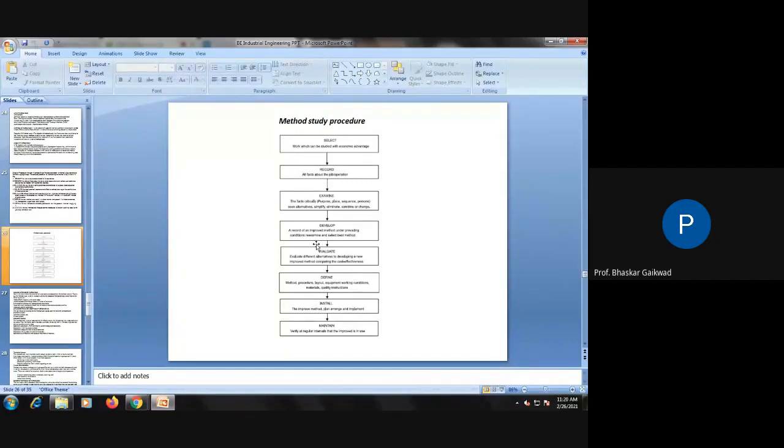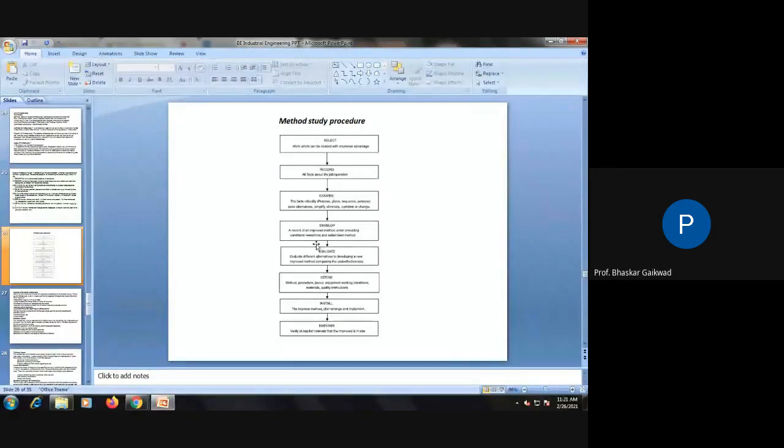So what is the ultimate aim? More production and productivity. Input should be less. Always in industry, you have to think in such a way that input should be less and output should be more. There is no compromising on the quality. Without affecting the quality, you have to reduce the cost. Correct? So these things will be there.